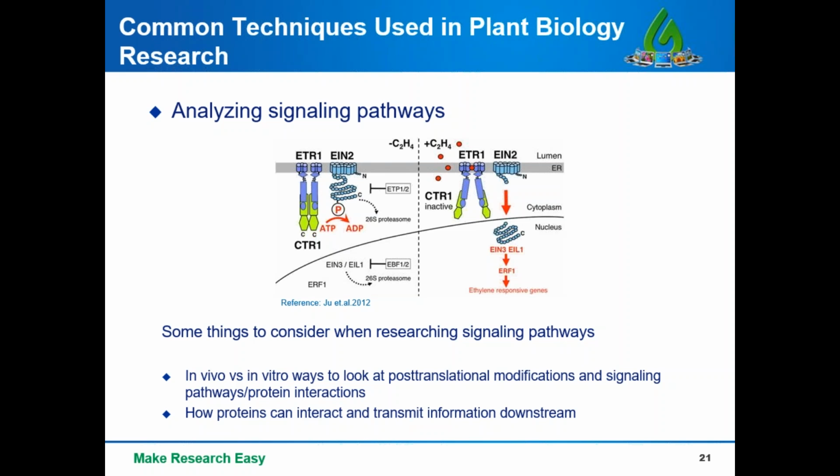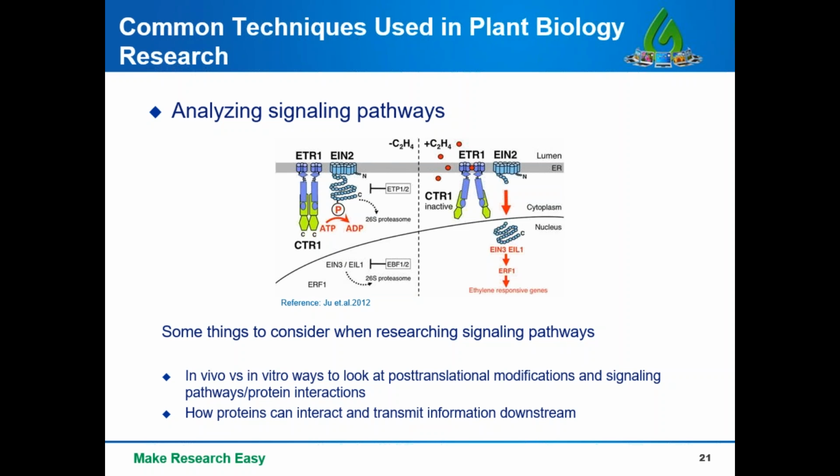And lastly, just to go into a little bit of my specific research experience with analyzing signaling pathways, there are a couple of things you'll want to consider when doing this. What I have pictured here is a hormone signaling pathway for the hormone ethylene. My specific proteins of interest were IN2 and CTR1, which are both localized to the ER, CTR1 being upstream of IN2. What we were seeing was that in the absence of ethylene, CTR1 was able to phosphorylate IN2 due to its kinase domain activity. And then in the presence of ethylene, this phosphorylation was inactive, allowing IN2 to signal downstream.